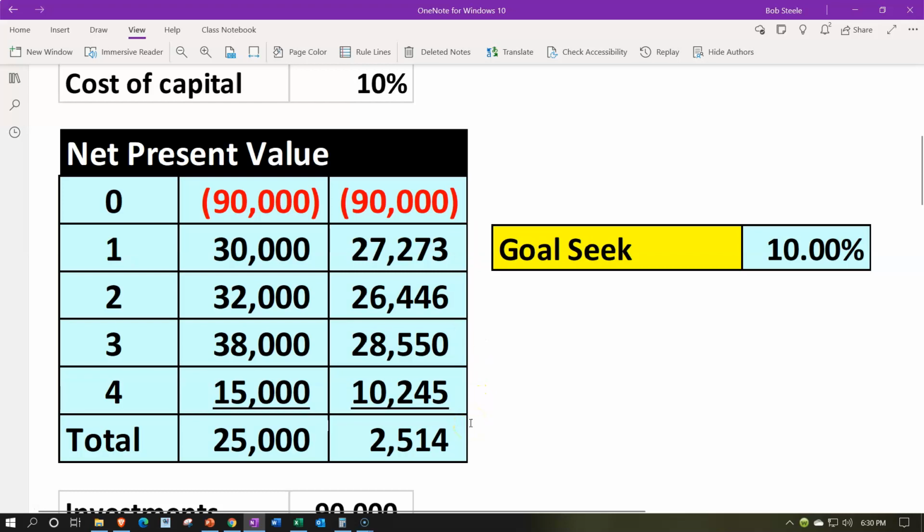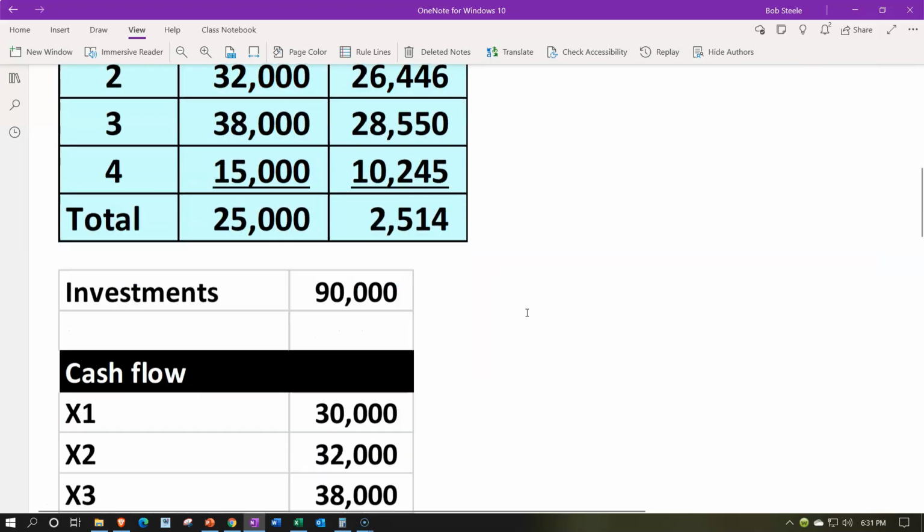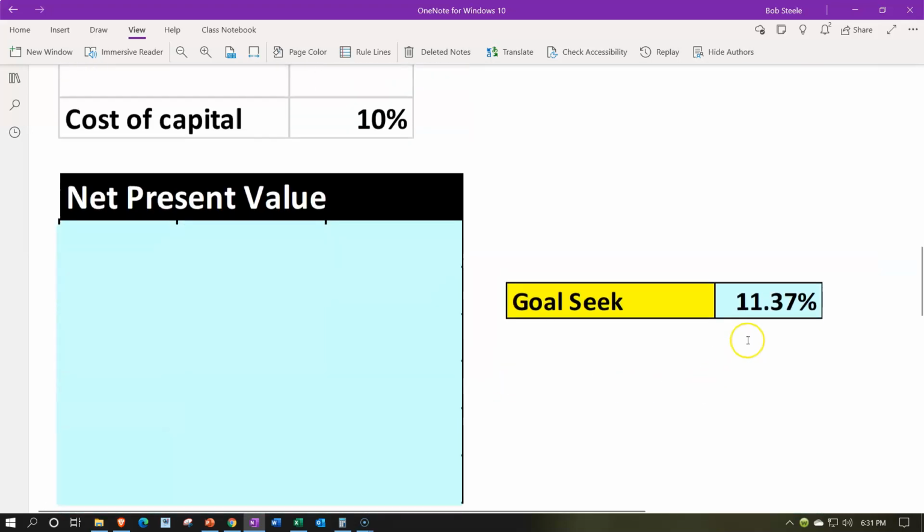So we could do that with trial and error, right? We could take our goal seek here and say this 10%, I want to change that 10%, continue to change it until this number gets to 0. It would need to go up considering the fact that we still have a positive number at the 10%. So I could try 11%, 12%, and so on till that gets to 0. We can do that easily with Excel with a tool called Goal Seek, which would do that for us. And if we were to do it, we'd get 11.37, and that would be the internal rate of return.